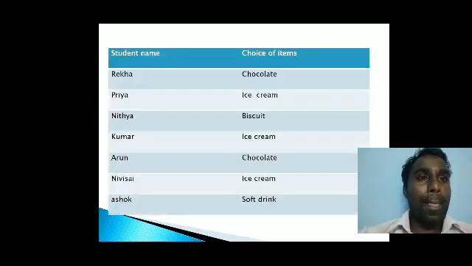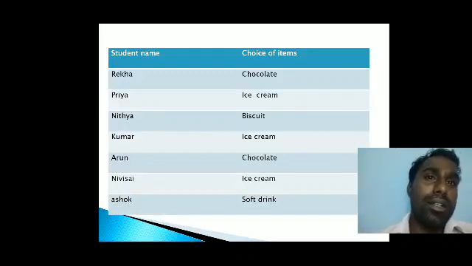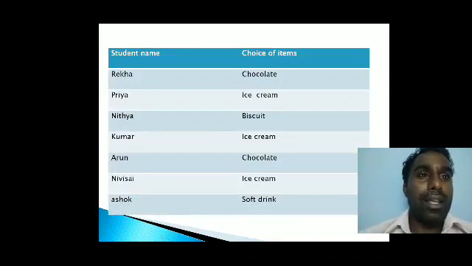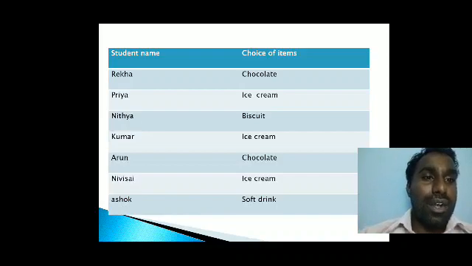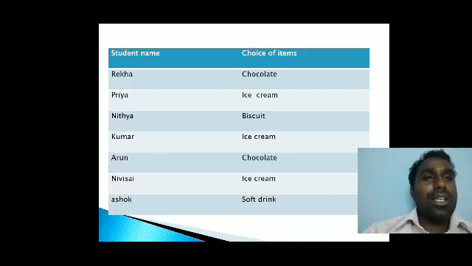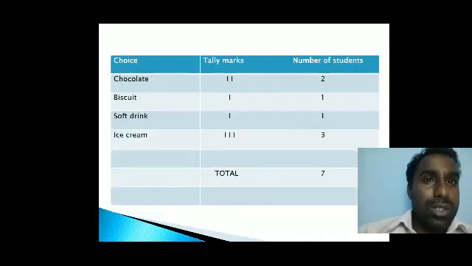Am I right? So here the student named Rekha needs chocolate, and Priya needs ice cream, and Nitya biscuit, and Kumar ice cream, and Arun chocolate, and Nivishai ice cream, and Ashok soft drink. Okay, so now I am going to ask you questions, you have to say the answer. Are you ready?